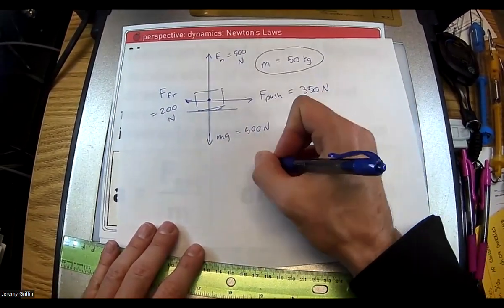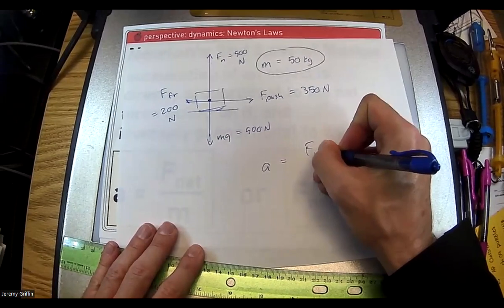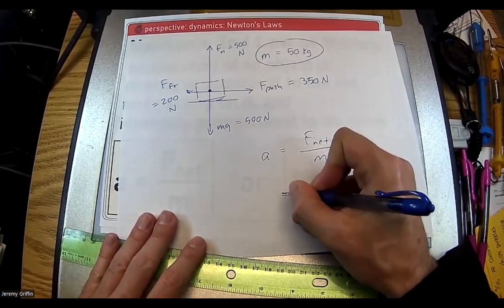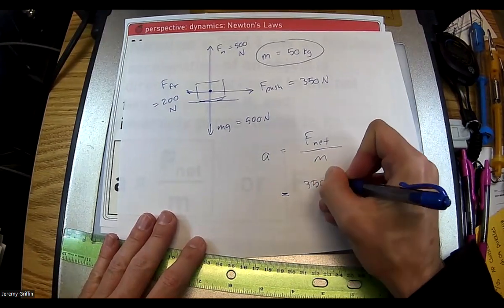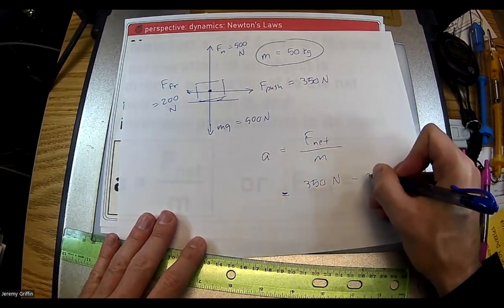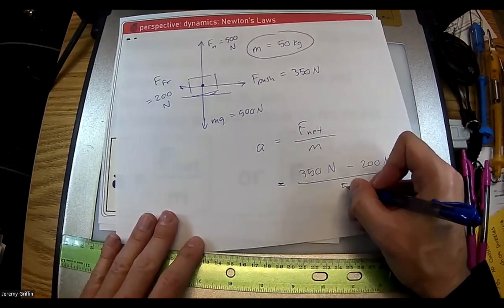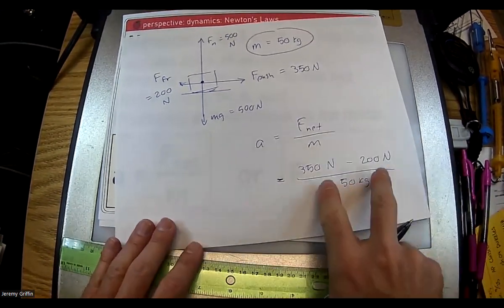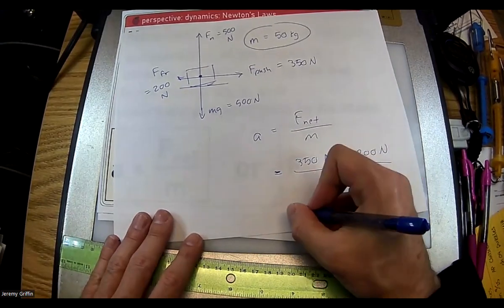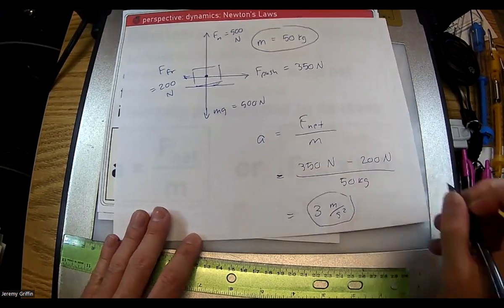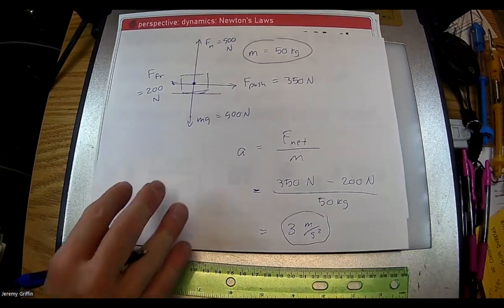So acceleration is net force on the mass. The net force is 350 newtons in the direction of push minus 200 newtons resisting that. It's acting on 50 kilograms. That looks like 150 newtons on 50 kilograms. That's 3 meters per second squared. All right, nice job. You guys got that.